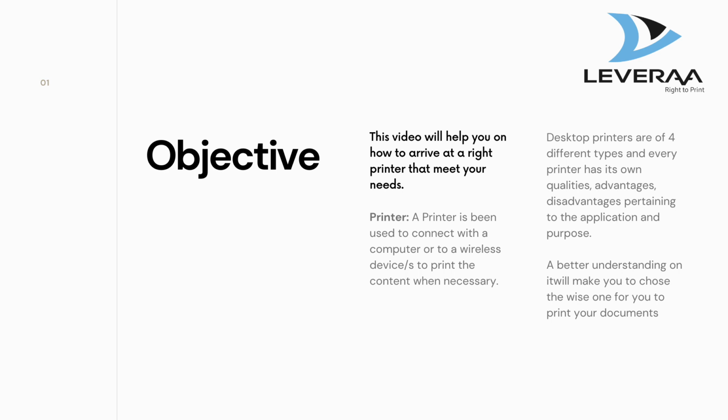Why do we use a printer? A printer is used to connect with a computer or a wireless device to print content when necessary. Desktop printers are of 4 different types, and every printer has its own qualities, advantages, and disadvantages pertaining to the application and purpose. A better understanding of it will help you choose the wise one to print your documents.